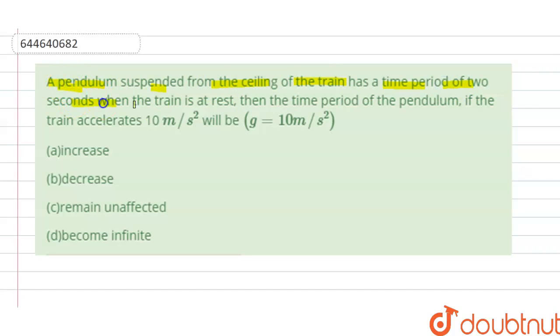Hello students, today our question is: a pendulum suspended from the ceiling of a train has a time period of 2 seconds when the train is at rest. If the train accelerates at 10 meter per second squared, with g equal to 10 meter per second squared, then the time period of the pendulum will increase, decrease, remain unaffected, or become infinite.